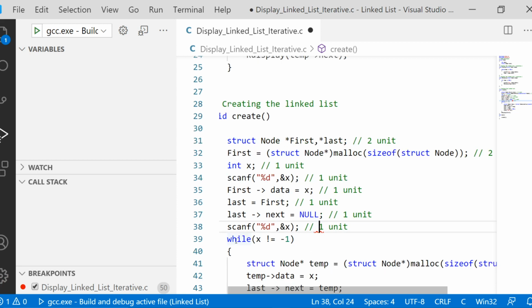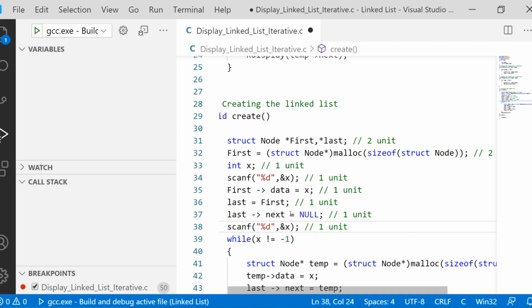And next, coming to the while loop, checking this condition x, how many times will this condition be checked? We do not know, because we do not know the size of the linked list that the user is going to provide. But let us assume that approximately some n will be the size of the linked list. Whatever is the size of the linked list, that many times this comparison will take place. Am I right or wrong?